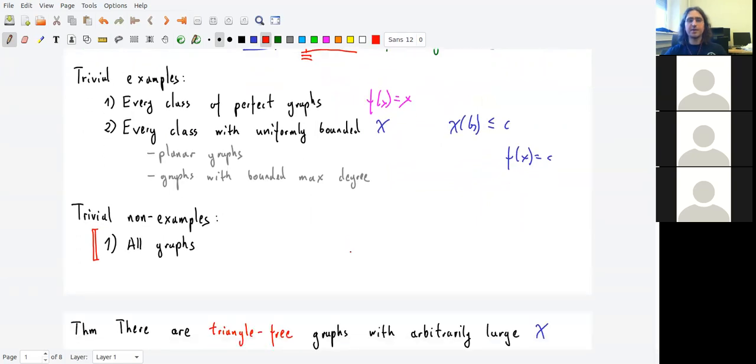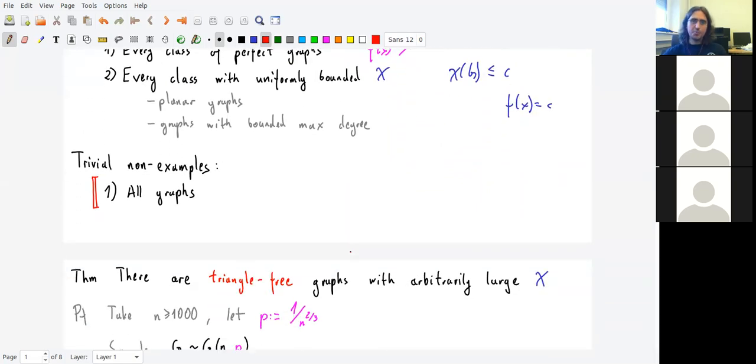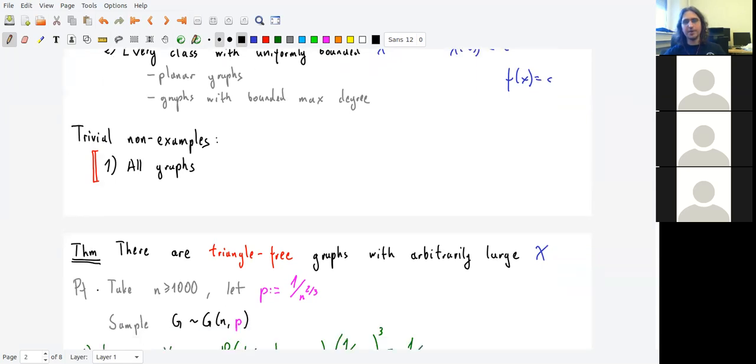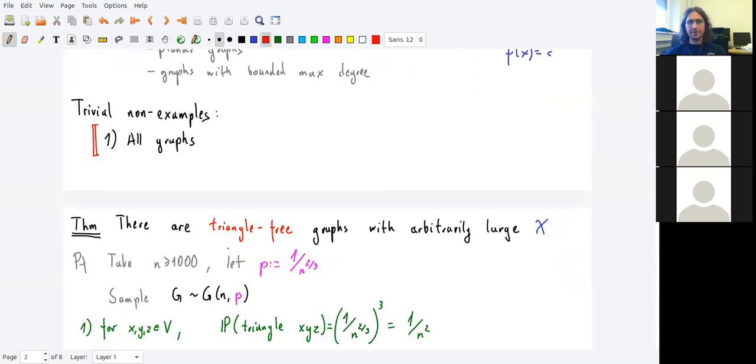Okay, so we would like to prove that the class of all graphs is not chi-bounded. And more precisely, we'll prove the following clean statement: there exist triangle-free graphs, so graphs without cliques of size 3, that have arbitrarily large chromatic number. Triangle-free means that omega of a graph is at most 2, because there are no cliques of size 3. So we will see that there exist graphs with omega bounded uniformly by 2, where the chromatic number is arbitrarily high. So there cannot be any function that bounds the chromatic number in terms of the clique number.